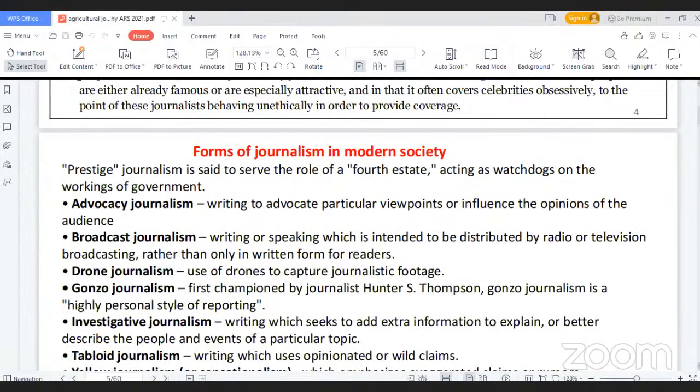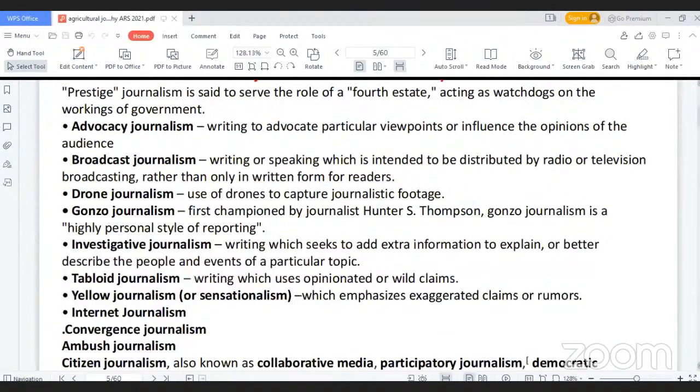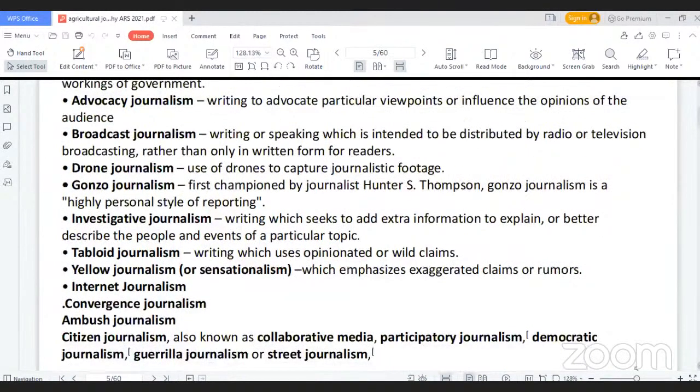Nowadays, drones are used for different purposes, for agricultural purposes also. If you follow this year's budget, the government of India emphasizes the use of drones in agriculture. So, drone journalism: sometimes to cover some news in a remote area or a particular area, you can use a drone. Then gonzo journalism, which is a highly personal style of reporting.